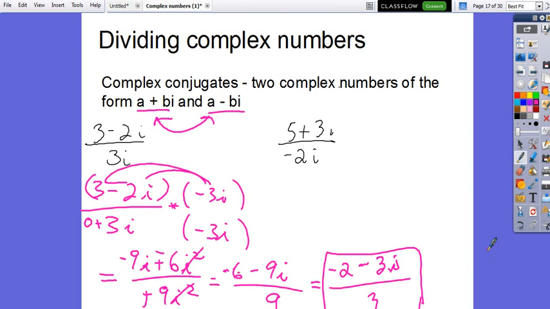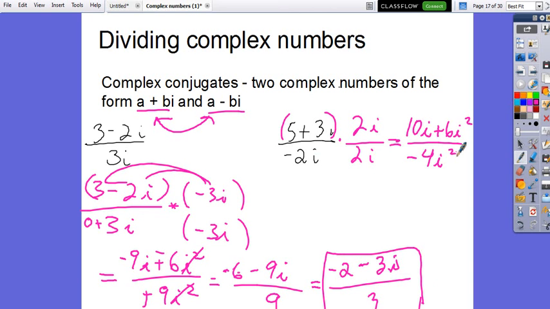Okay, so we're going to multiply top and bottom by the complex conjugate, which is 2i. So understand that part goes in parentheses. Alright, so we're going to get on top 10i plus 6i squared over negative 4i squared. Now you go through and change your signs. So we are left with on top negative 6 plus 10i over 4. And I can simplify that. Alright, so we're going to divide all these by 2, right? So, negative 3 plus 5i all over 2.